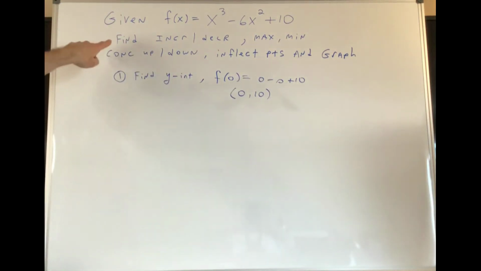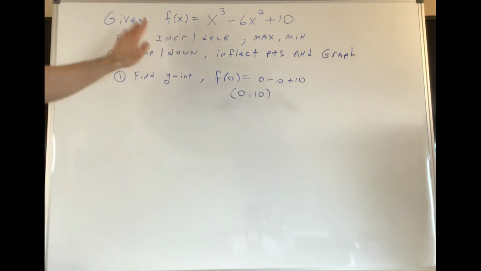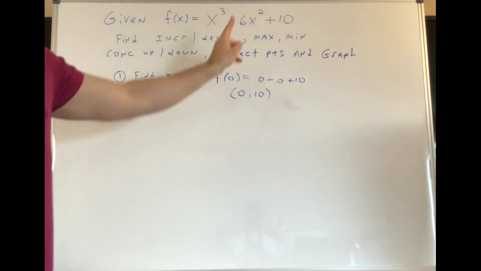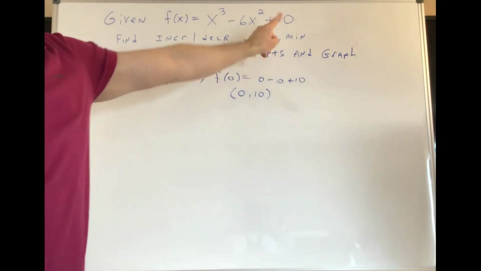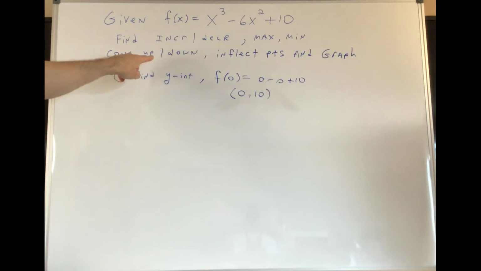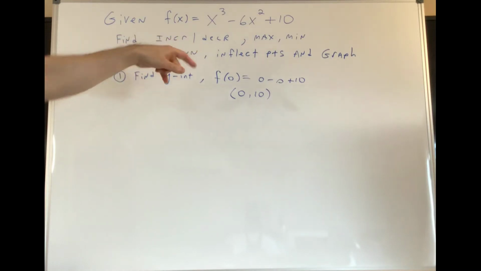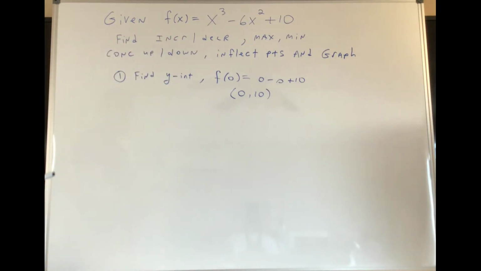Now, you want to figure out where it's going up and down, increasing, decreasing. You want to find the maximum and the minimum. You want to find where it's concave up and down. You want to find the inflection points, if there are any, and then you want to try to make a picture. So running through it one at a time: first derivative, second derivative, and so on.